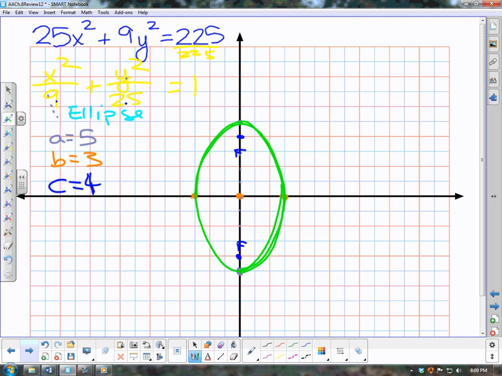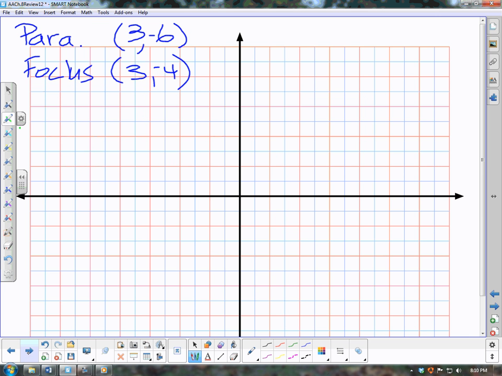All right, so moving on. So we're given these things. We have a parabola with vertex at 3, -6, and a focus at 3, -4. And it's a parabola. And so the parabola must be doing this, because there's a vertex.